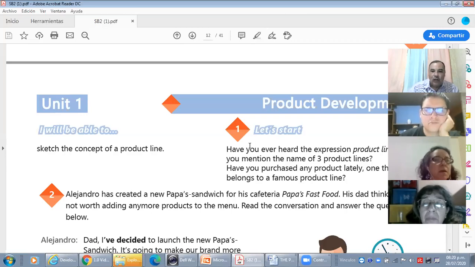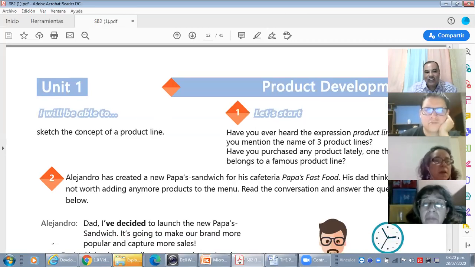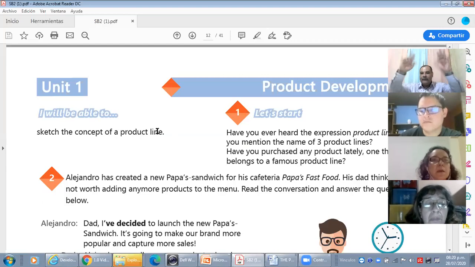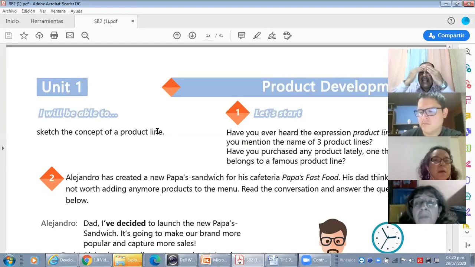Very good. So we are going to sketch the concept of a product line. What is a sketch? Like when you want to paint a picture, first you make a drawing on a simple paper. When you are thinking about an idea, first you put it on paper, but not to present it to somebody. So that is a sketch. So sketch the concept of a product line. Now, do you know what is a product line?